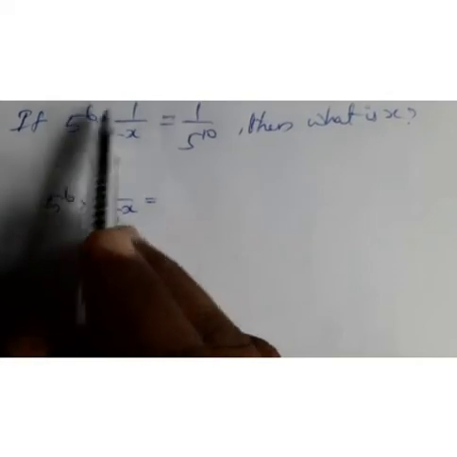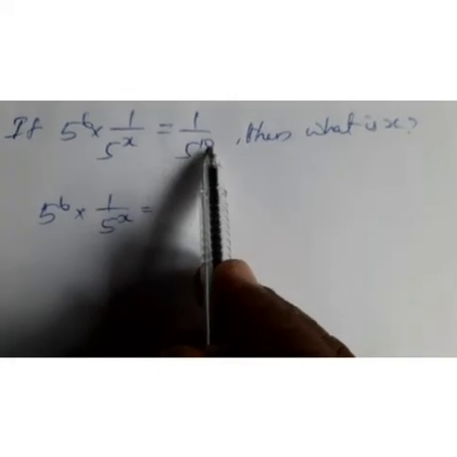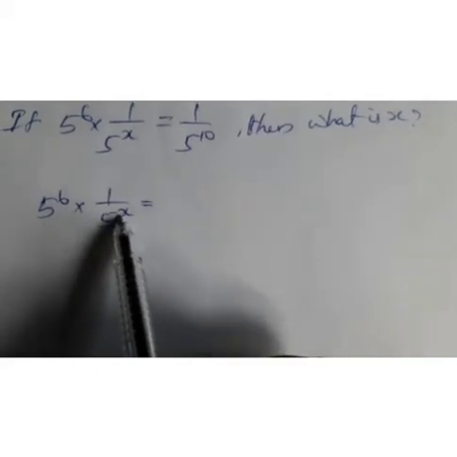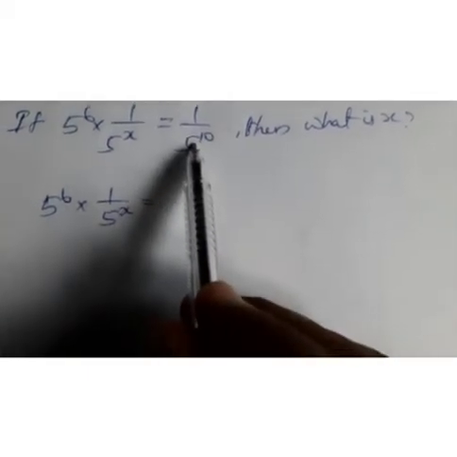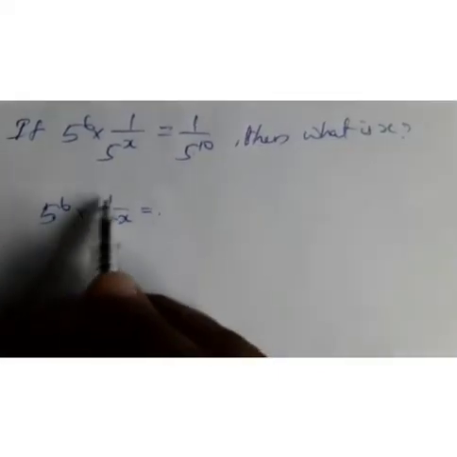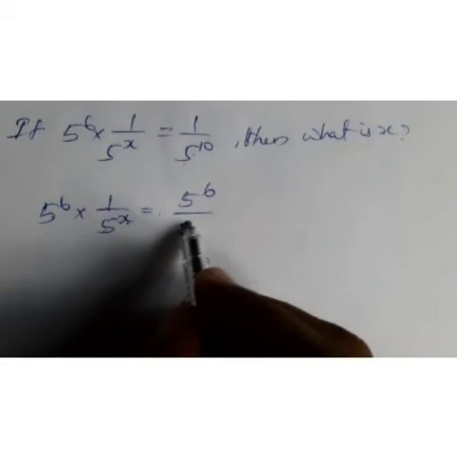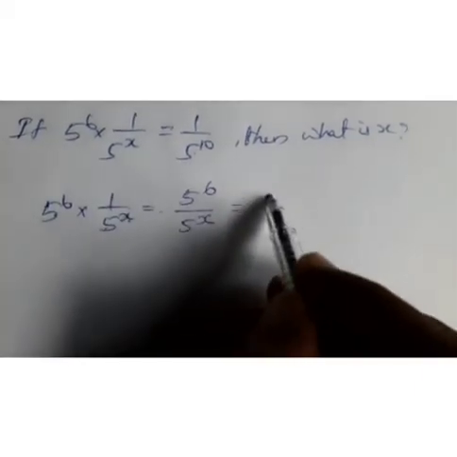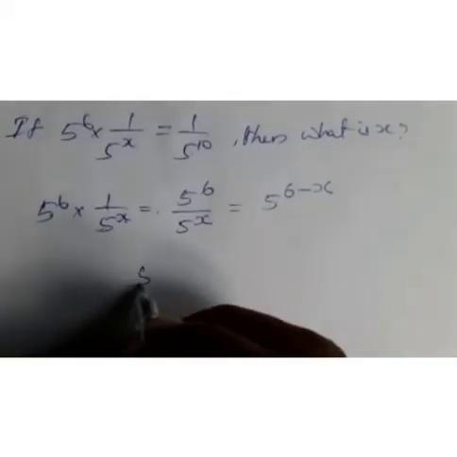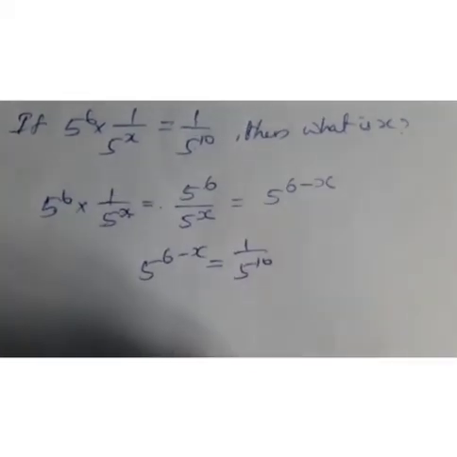5 raised to 6 into 1 by 5 raised to x is equal to 1 by 5 raised to 10. Then what is x? What is the value of x? 5 raised to 6 into 1 by 5 raised to x, we can write as 5 raised to 6 by 5 raised to x. This is the division rule: 5 raised to 6 minus x. Then this value is given as 1 by 5 raised to 10.